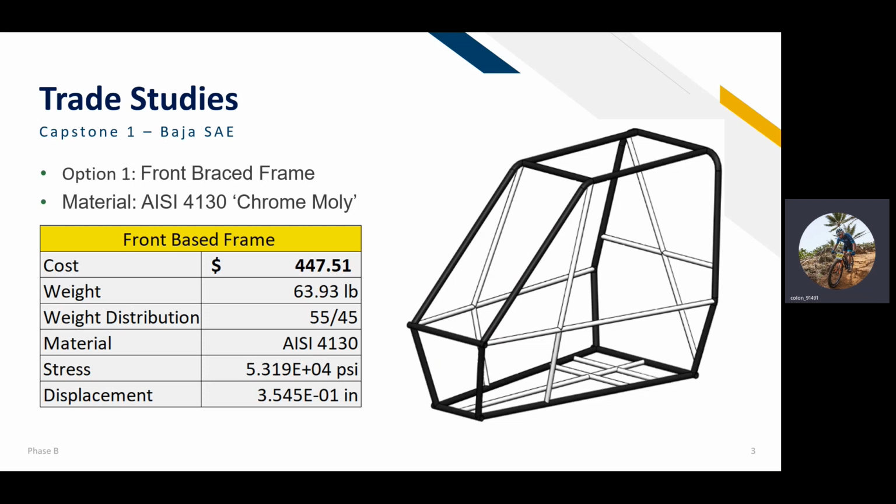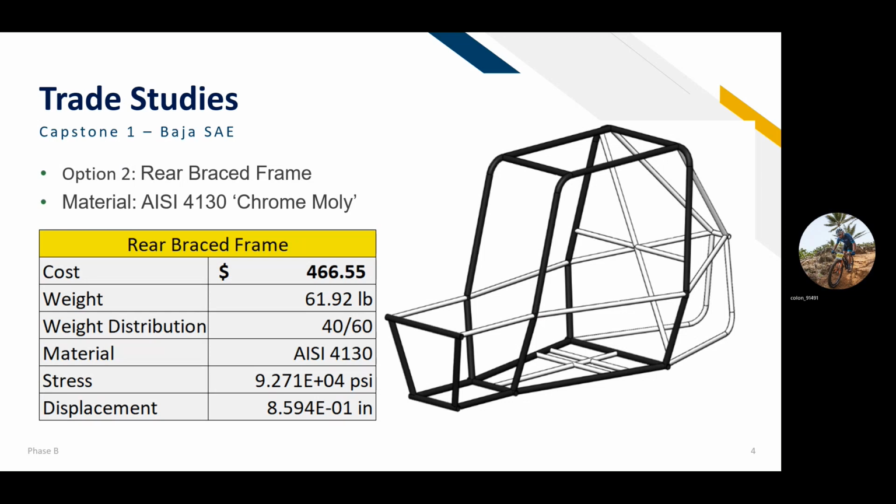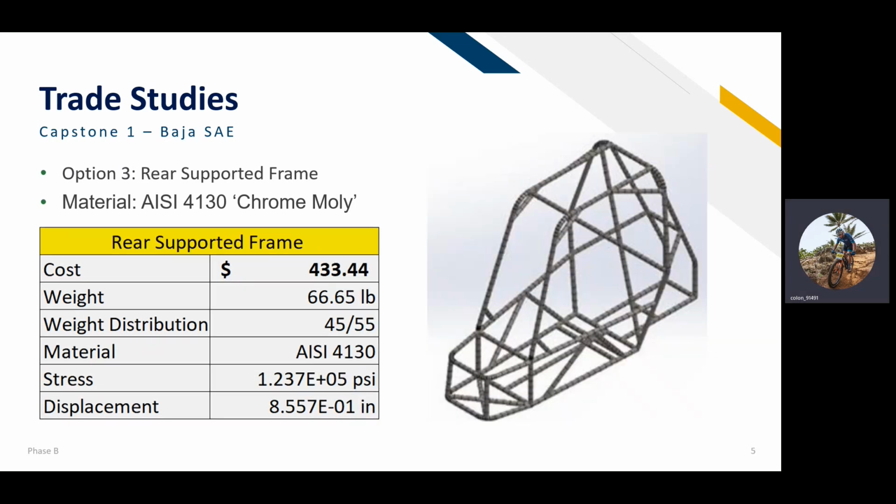This is option 1, the front braced frame. Option 2, the rear braced frame, with the same material. And option 3, the rear supported frame, also with the same material, chromoly.